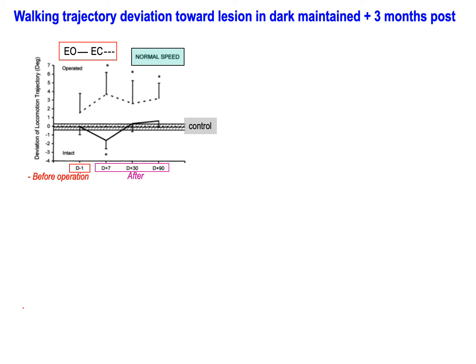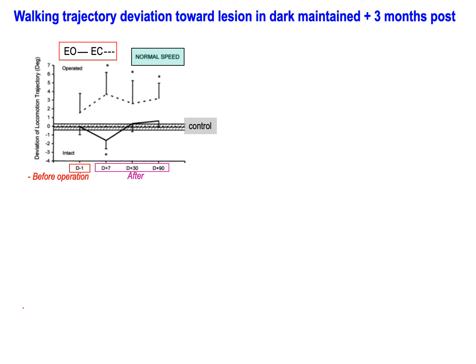This wasn't statistically different prior to surgery, but it just indicates that when they close their eyes, they are having some deviations. They cannot walk a straight line. They're off by about 1.5 degrees, but again, not statistically different when their eyes are open versus eyes closed. At D+7, I really want you to pay attention to what's happening here.